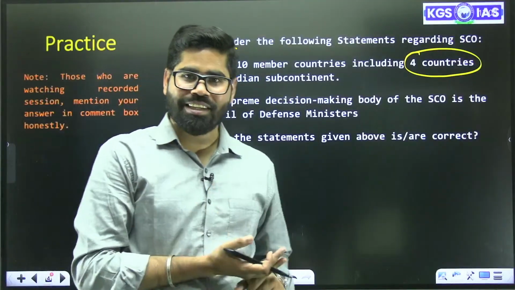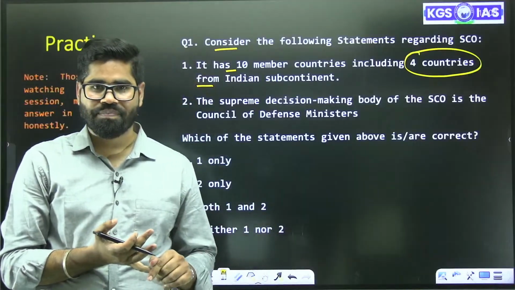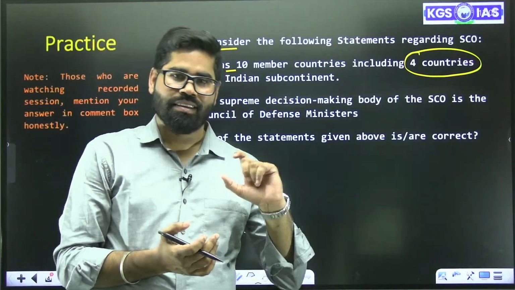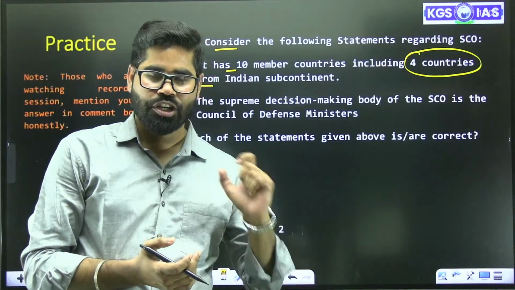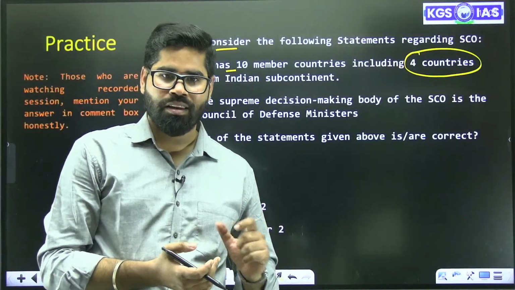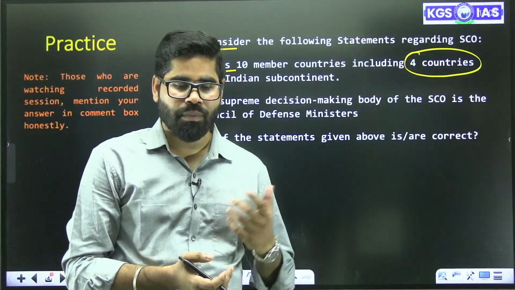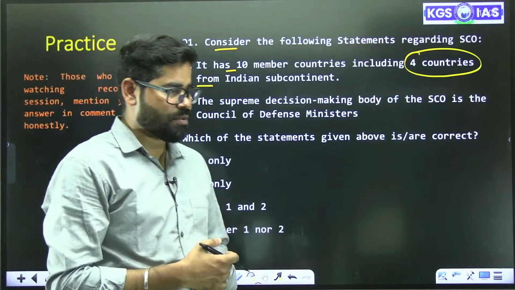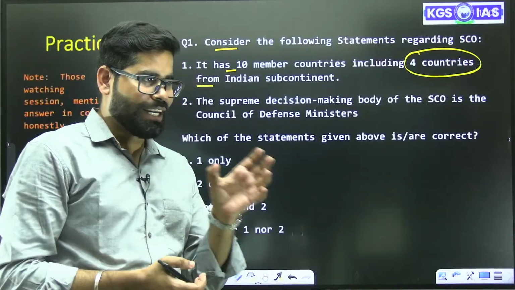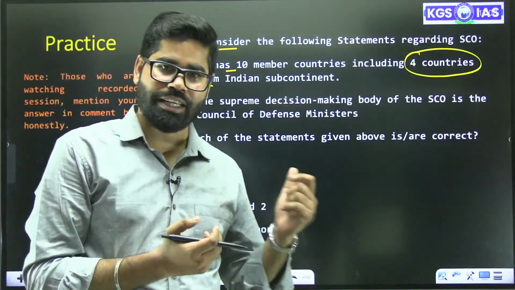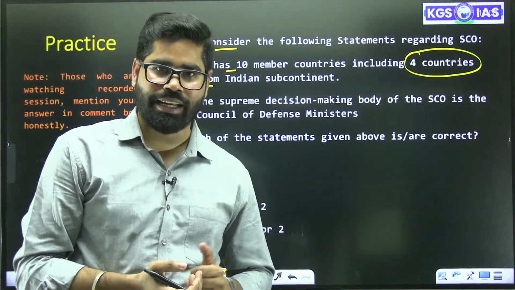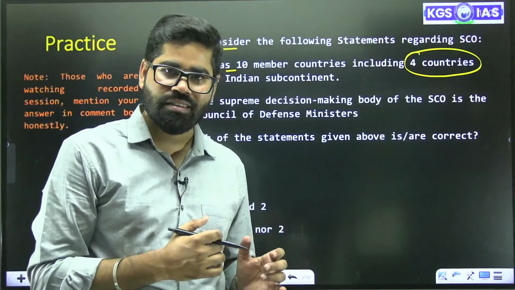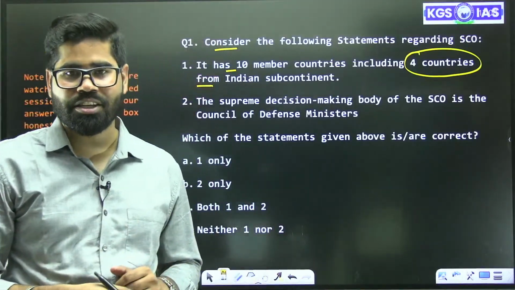In the subcontinent region, we have India, Pakistan, Bangladesh, Sri Lanka, Nepal, Bhutan, Myanmar, Maldives. Even Myanmar is sometimes not counted. So if you look at these members, India is part of SCO, yes. Pakistan is part of SCO, correct. But apart from these, who else are members of SCO?